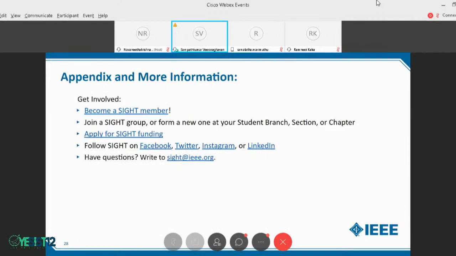There are some references here. How do you become a SIGHT member? How do you apply for SIGHT funding? How do you get an example? How do I look at the examples of various SIGHT projects? How do I write a proposal and so on?